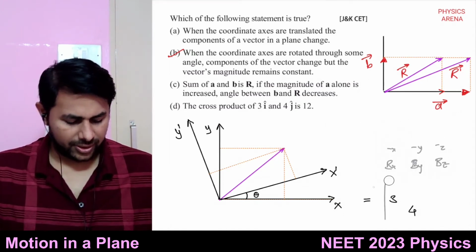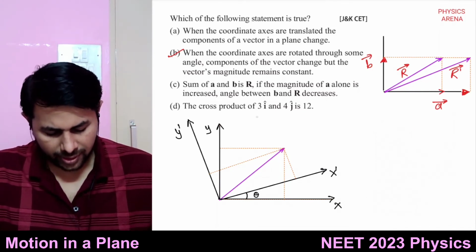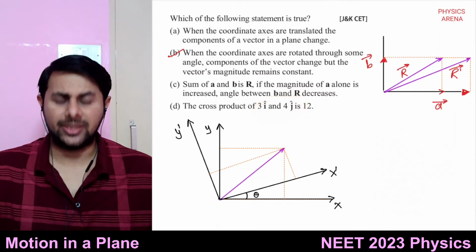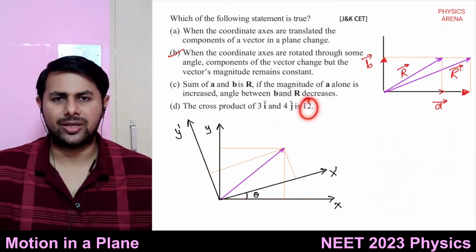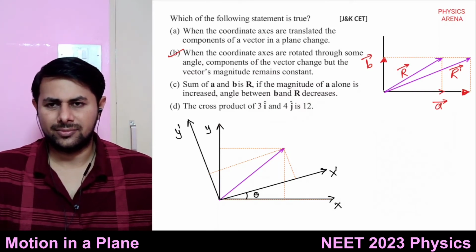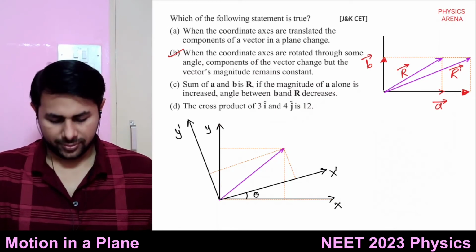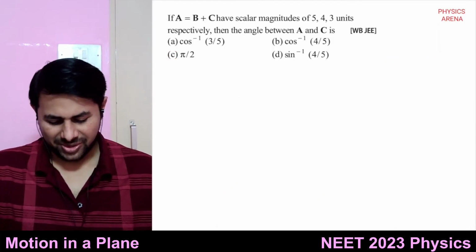If you know, that's good. If you don't know, still, cross product is a vector product. So in simple language, the result should be a vector. It should not be a scalar. So that is not true. So only one option is true, that's option B.